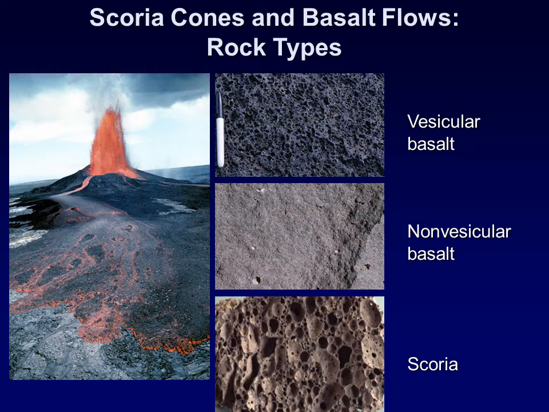The type of rocks that will form are vesicular basalt. Vesicular just means it has holes in it. We call holes in rocks vesicles. Okay, so vesicular basalt, non-vesicular basalt, which most people just call basalt, doesn't have any holes in it, and then scoria is the bottom image there. These are all mafic rocks. They're all very dark, lower density rocks.